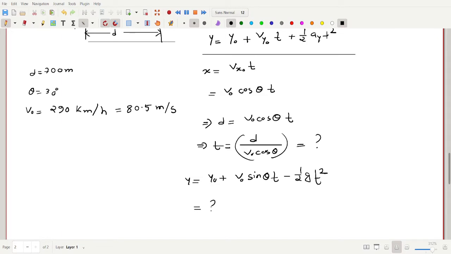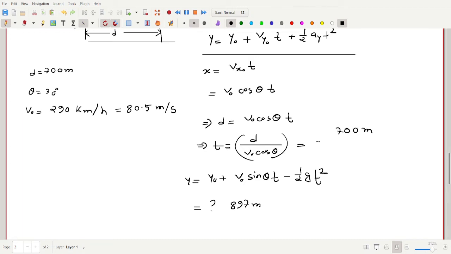Okay, so these are the things for you. I think the answer is this will be 10 seconds, and this will be 897 meters. Okay, we can actually check these also. Let me do this.